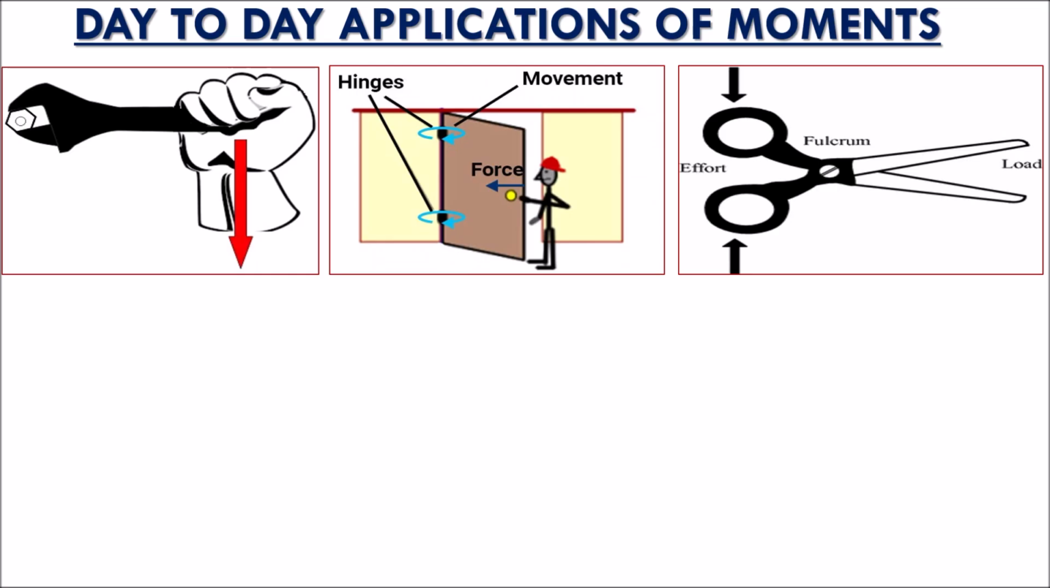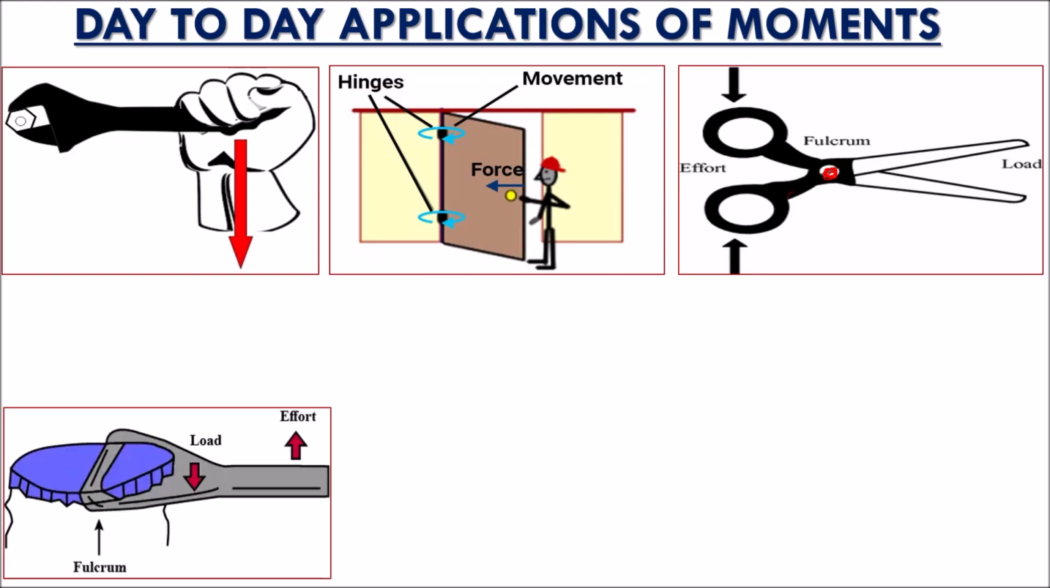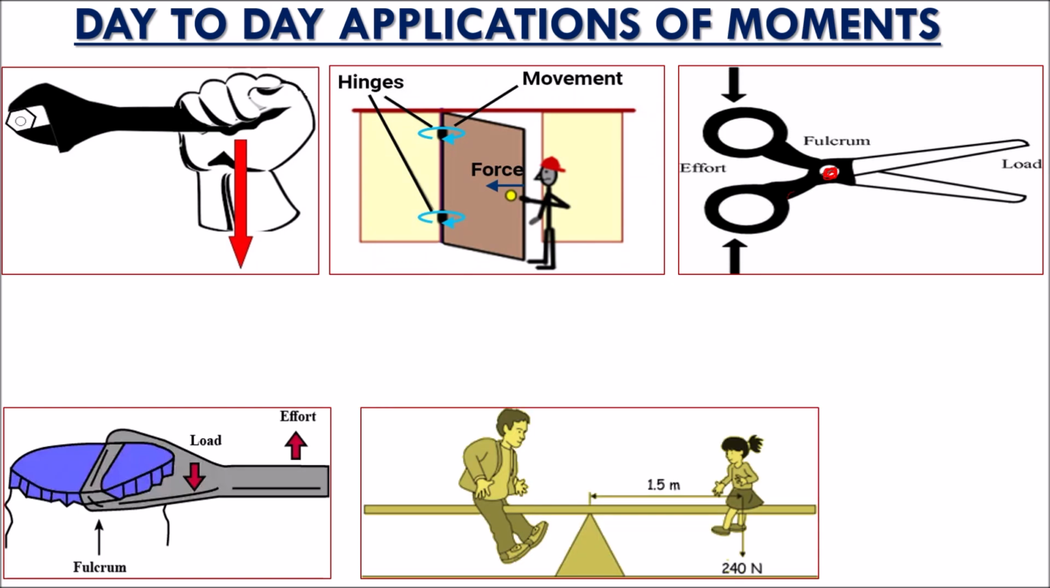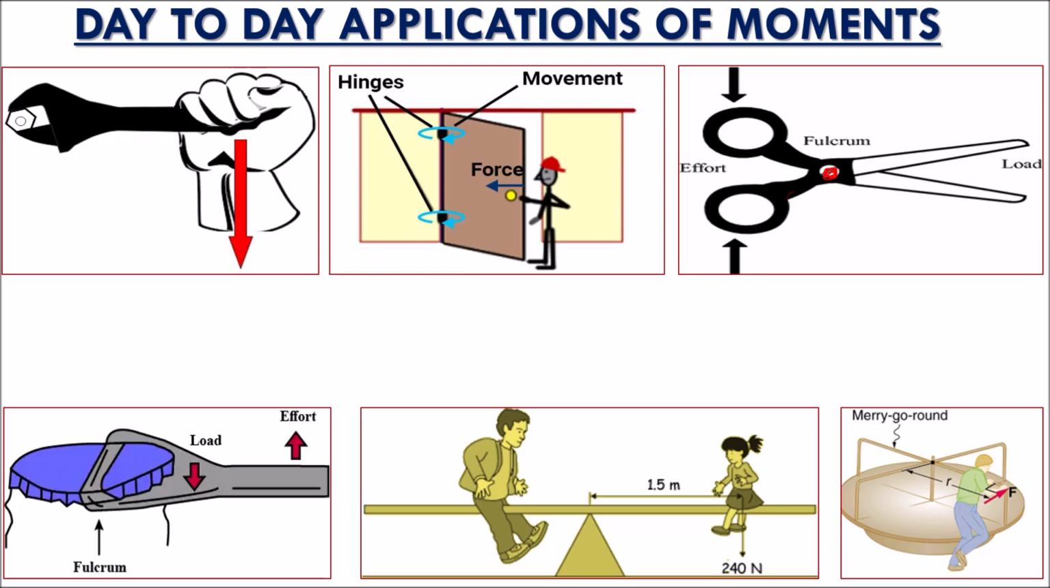There is a turning point here, so it operates on the principle of moments. The other thing are bottle openers. They operate on the principle of moments. And we also have a seesaw. It operates on the principle of moments as the force and the distance are perpendicular to each other. And finally, the merry-go-round also observes the principle of moments.